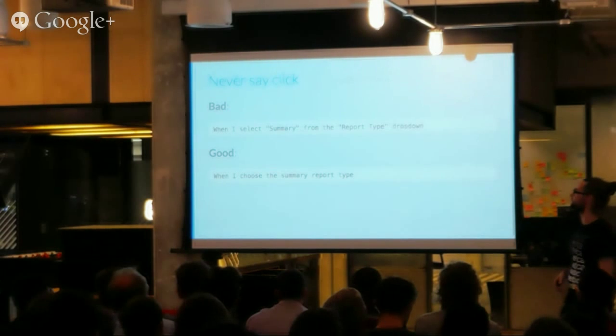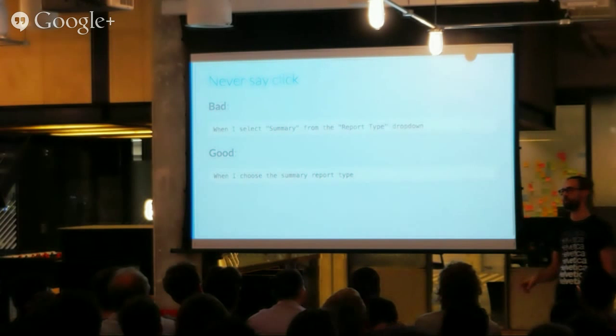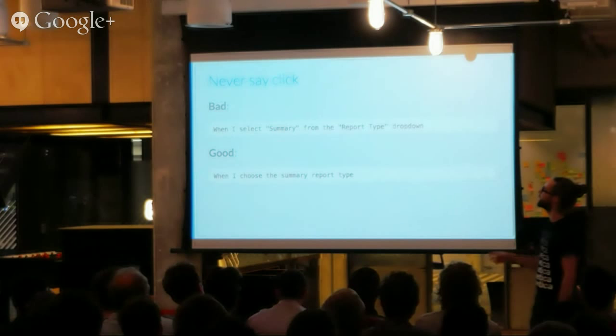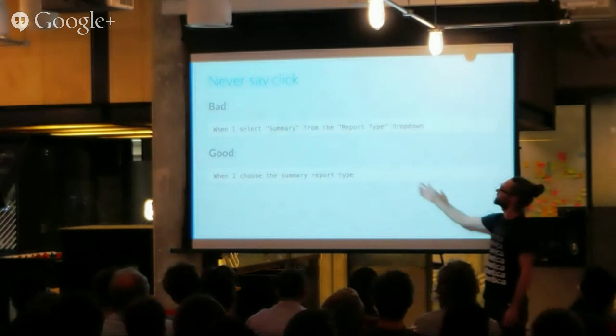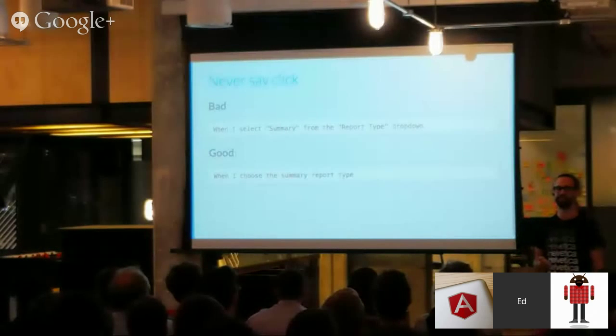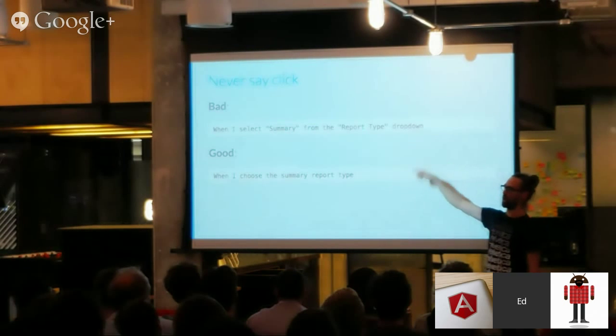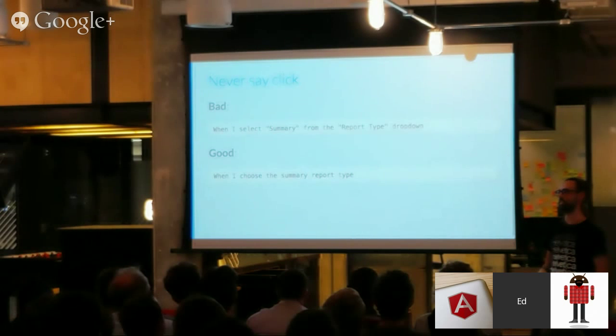This one's my favorite one because it's the most contentious. Never say click. If you're saying click, essentially what you're doing is you're binding tightly to your UI implementation. In this example, let's imagine that we have a form and it has a drop-down list. When I select summary from the report type drop-down, what happens when we turn that into radio buttons? Our test is going to break. The nice thing about this is actually we could have one step definition that can interact with all of our drop-downs, and we've implemented some patterns like this in our acceptance testing code base.